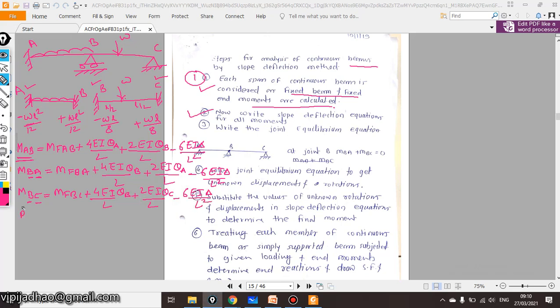Similarly for CB, MCB will be equal to MFCB plus 4EI theta of near end, that is C, theta C divided by L, plus twice EI theta of far end, that is theta B, twice EI theta B upon L, again minus 6EI delta upon L square. You have to write down the slope deflection equation for each span.